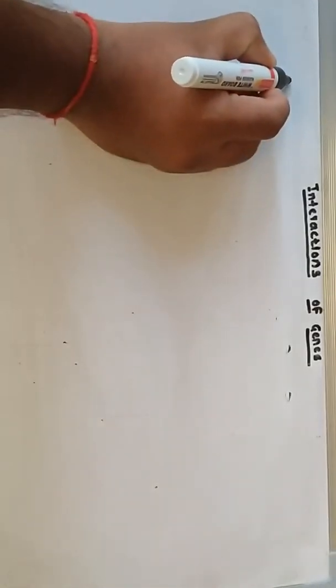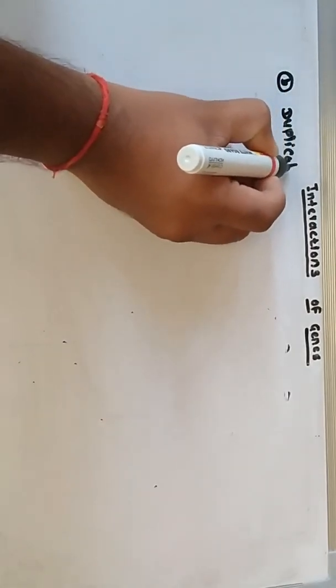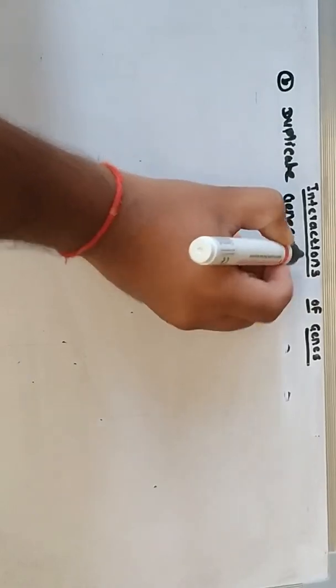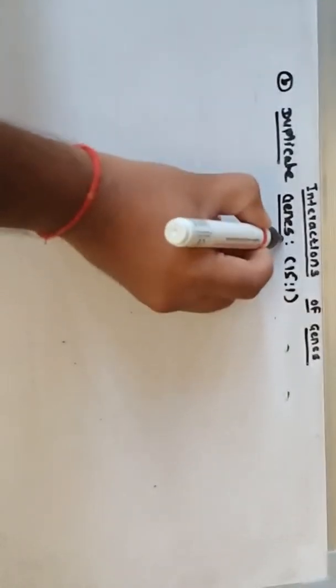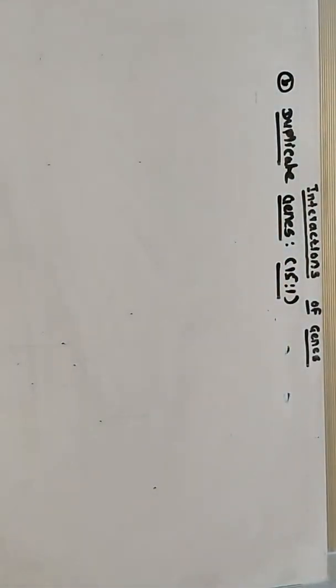In our last lecture, we studied complementary genes. So today we are going to start our next topic, that is duplicate genes, with the 15 to 1 ratio. So friends, what are duplicate genes?